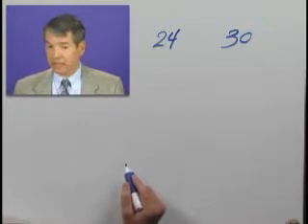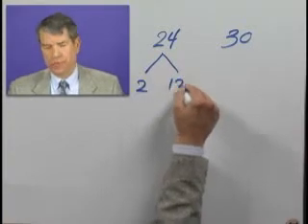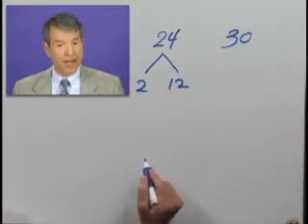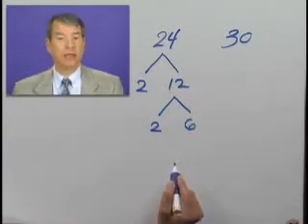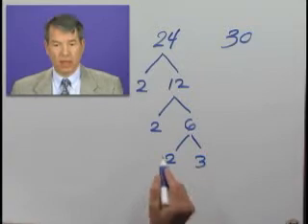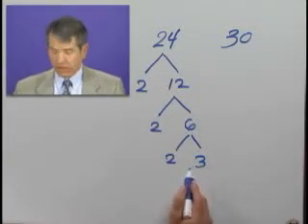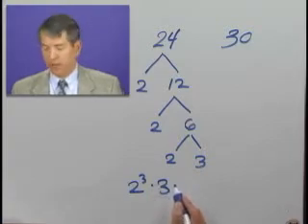In the case of 24, 2 and 12, I'm using a factoring tree. 2 and 6, 2 and 3. The factorization for 24 is 2 cubed times 3.